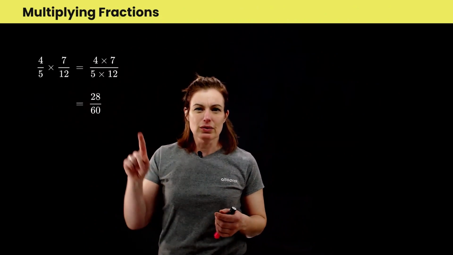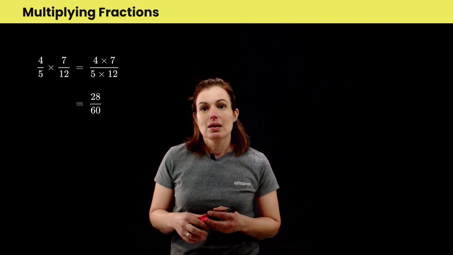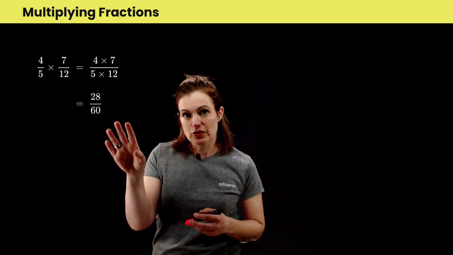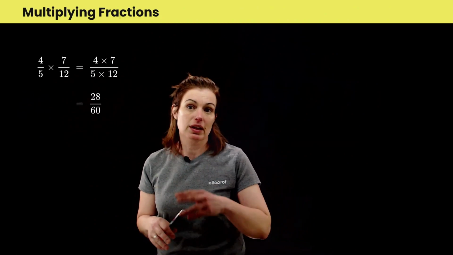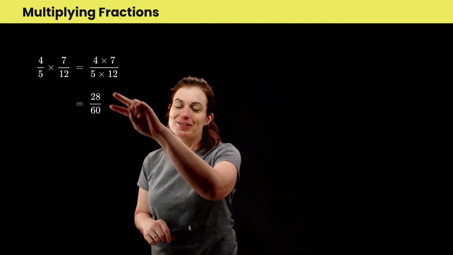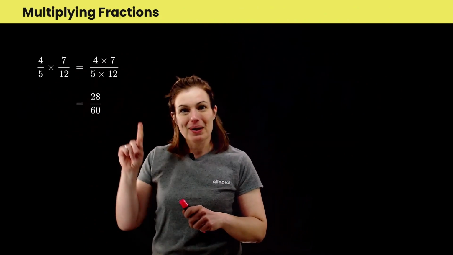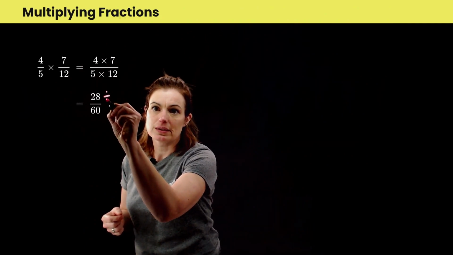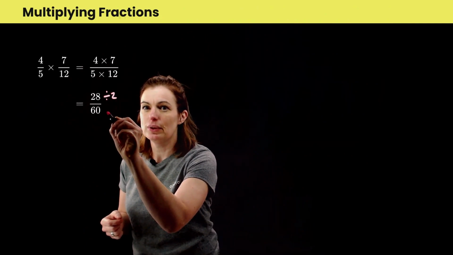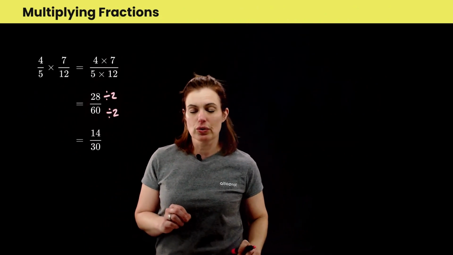So 28 over 60, you notice, we can probably reduce that, okay? So we want to get this down to its lowest form. So I'm just going to take 28 and 60 and reduce it in the same way I would to find an equivalent fraction. In other words, I've got to find something that I can divide evenly into 28 and 60. So because I've got an even number on the top and the bottom, I can divide first by 2 in both cases. So I'm going to divide 28 by 2, and I'm going to divide my 60 by 2. And that gets me to 14 over 30.